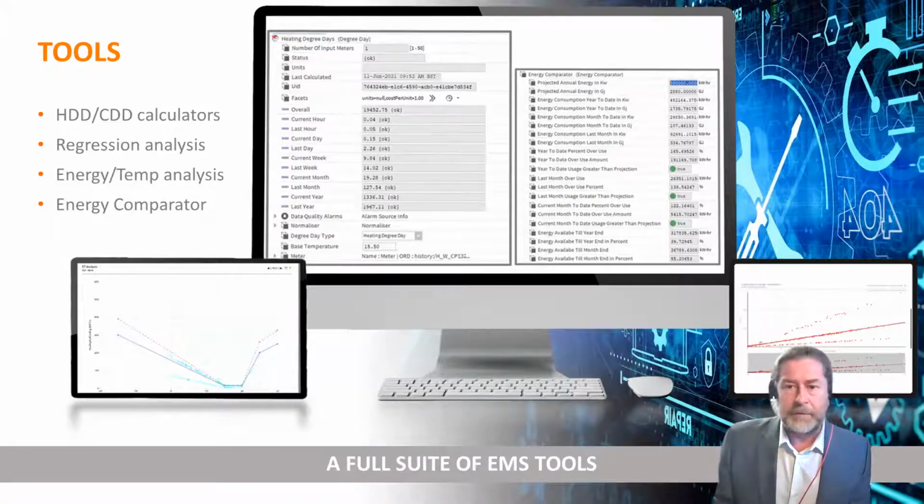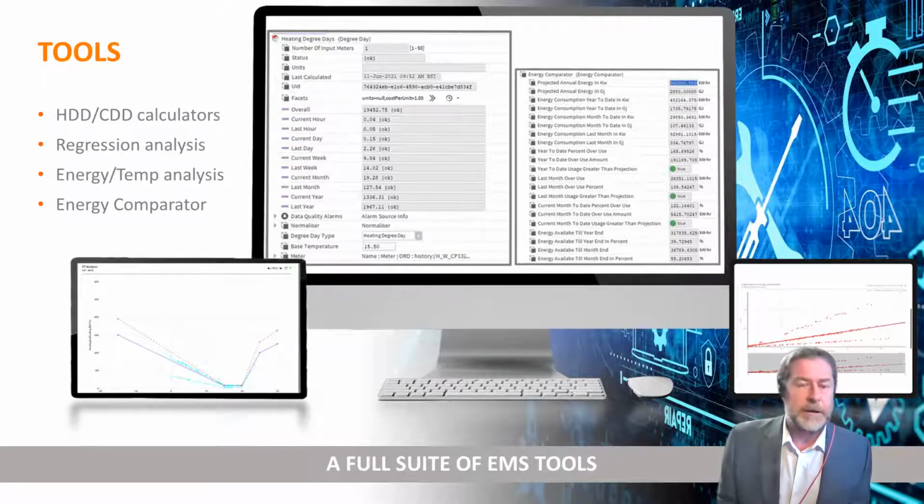The most important part really for any M&T package, or proper M&T package, are these tools. And these include things like heating degree day and cooling degree day calculators, regression analysis, and energy temperature analysis, which I'll talk about in a little bit more detail in a moment.